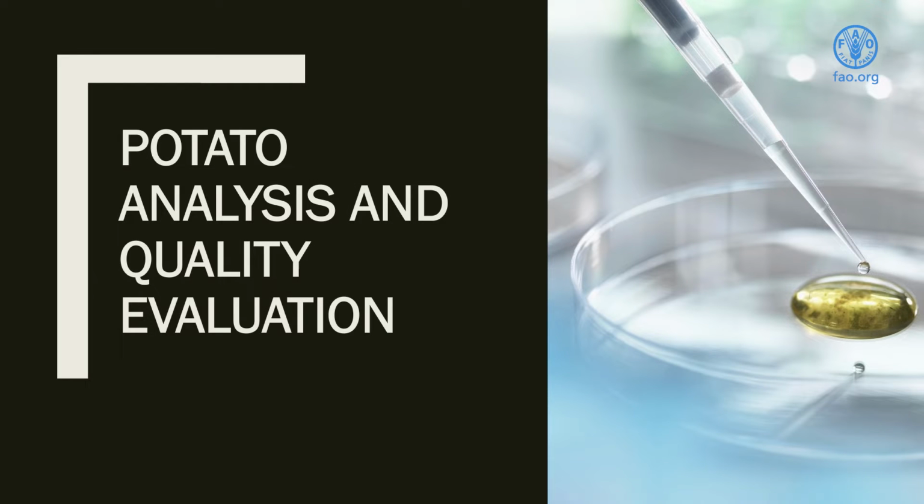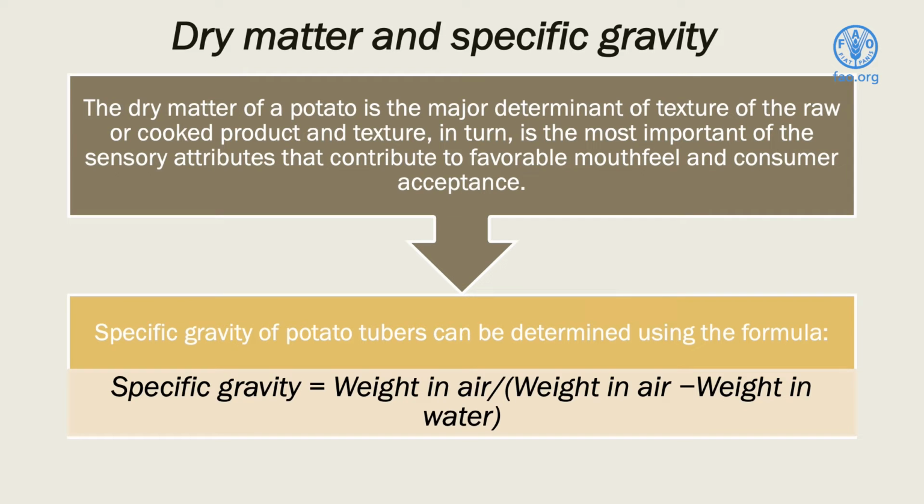First part is potato analysis and quality evaluation. So first one is the dry matter and specific gravity. Dry matter of potato is a major determinant of the texture of raw or cooked product. Texture is a very important sensory attribute because it contributes to flavorable mouthfeel and consumer acceptance.